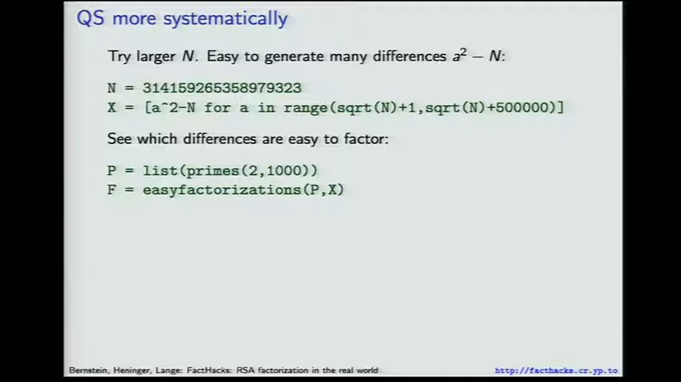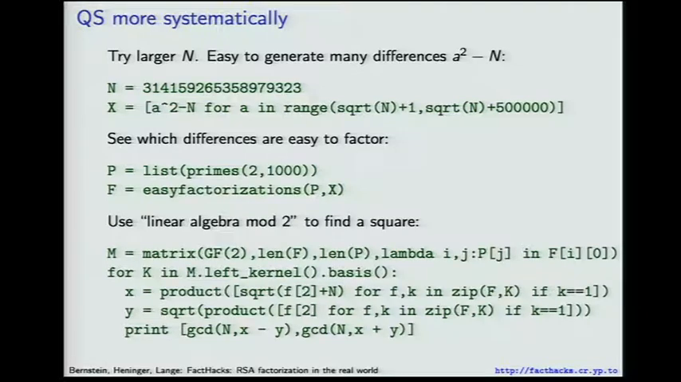Now, a lot of them are numbers like that 157, and I don't know what the factorization of that is, but there's a function which you can find on our website, easy factorizations, which looks through the list X, and if it finds numbers that are easy to factor, it quickly writes down the factorizations using the small prime techniques you heard about. Then it makes a list of the easy factorizations, put into F. And then there's a big chunk, which I won't try to explain, which is called linear algebra mod 2.